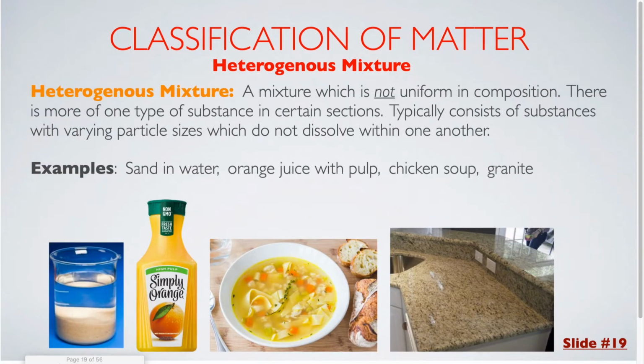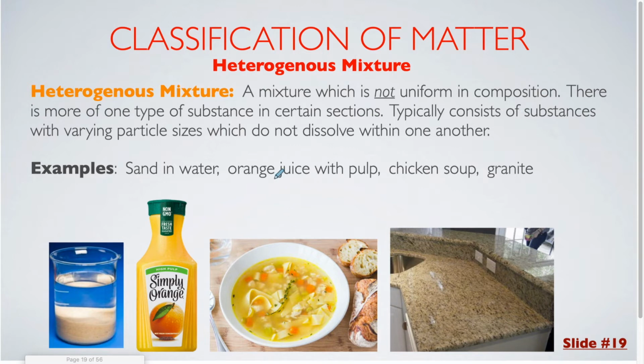All right, so we had homogeneous mixtures. These are heterogeneous mixtures. Now, homo means the same, which is why for a homogeneous mixture, it looks the same all the way through. It's the same composition top to bottom. Hetero means different. So for heterogeneous mixtures, the composition is not uniform. You're going to have either different layers or you're going to be able to see the different pieces within this mixture.